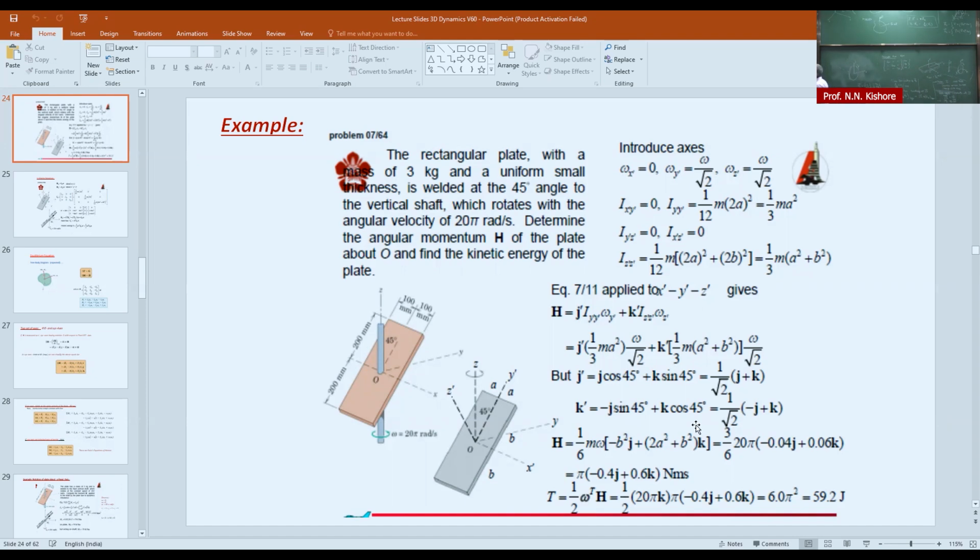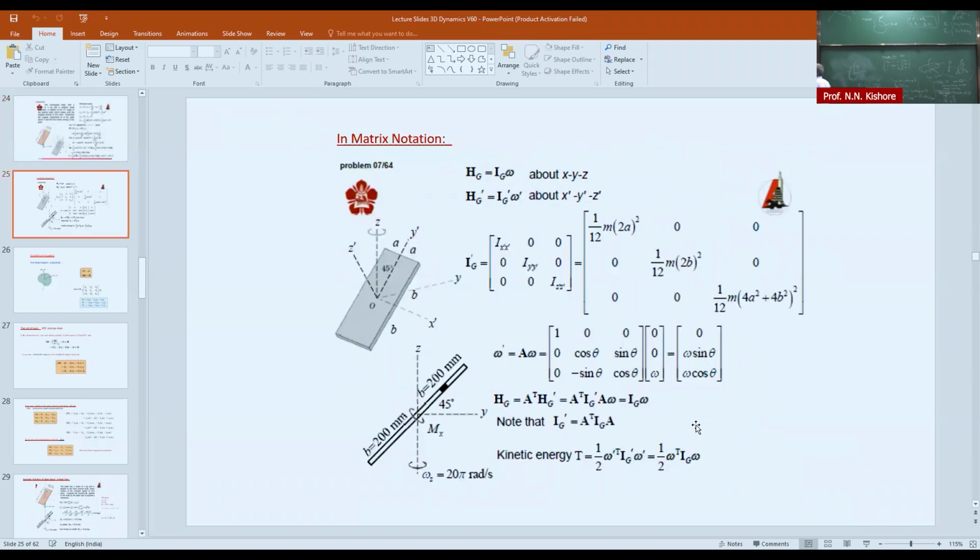Then there is the calculation of kinetic energy and so on. So I think I'll leave it. If you want, you can find out the kinetic energy also. So kinetic energy is nothing but omega transpose h. So it can be derived and then you can find out. Okay, so this is what I was saying. You can also put it in the matrix form and you can calculate the Hg as well. Okay, whatever I have done here is done here.